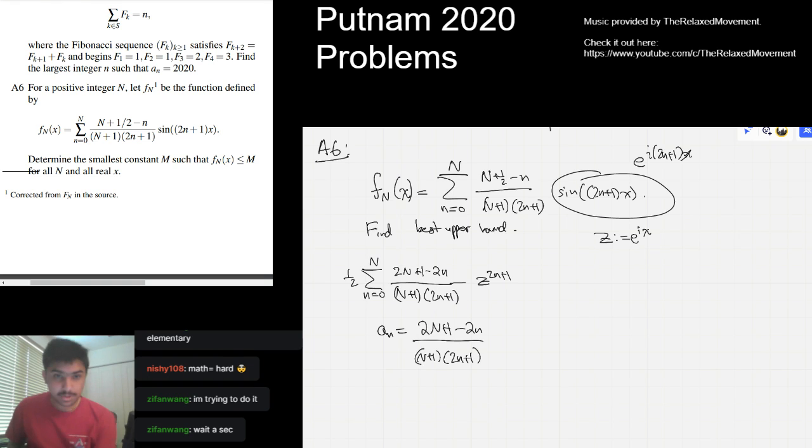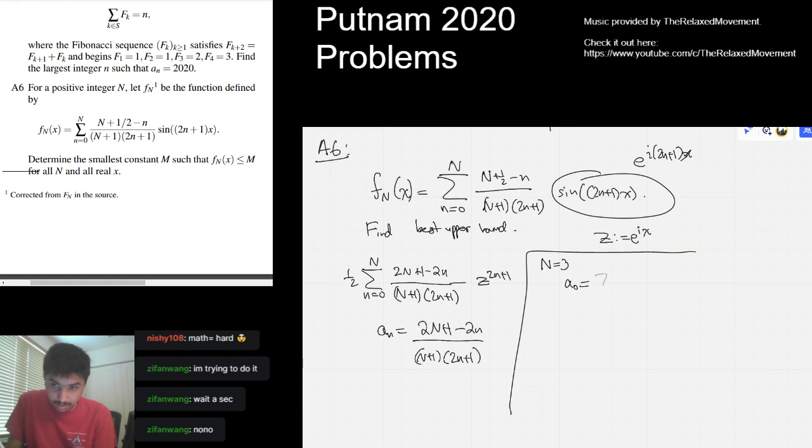In fact, I think we should do a concrete example. Let's take capital N equals 3. So A0 is what? A0 is 7 over 4.